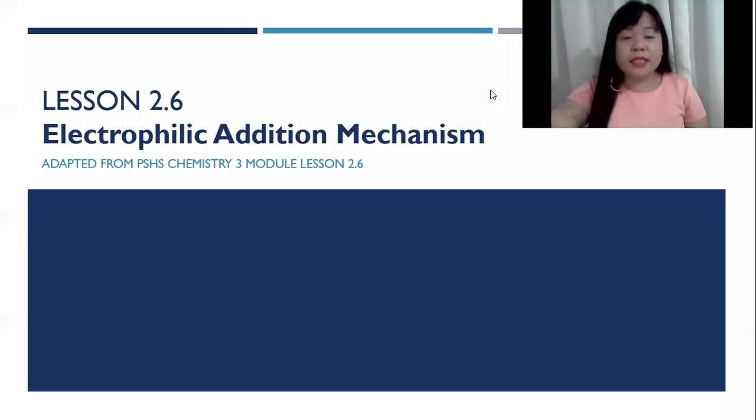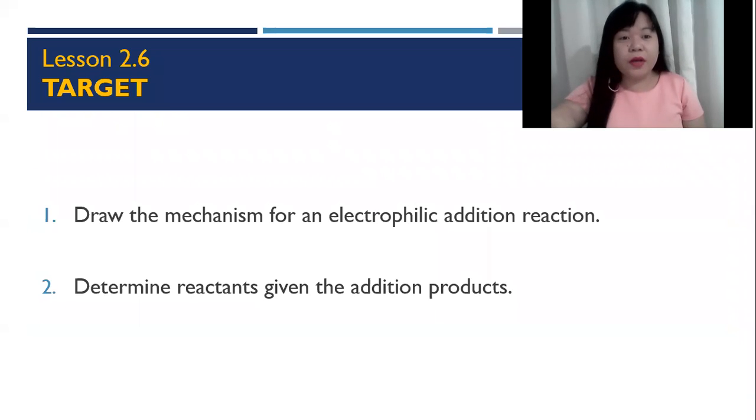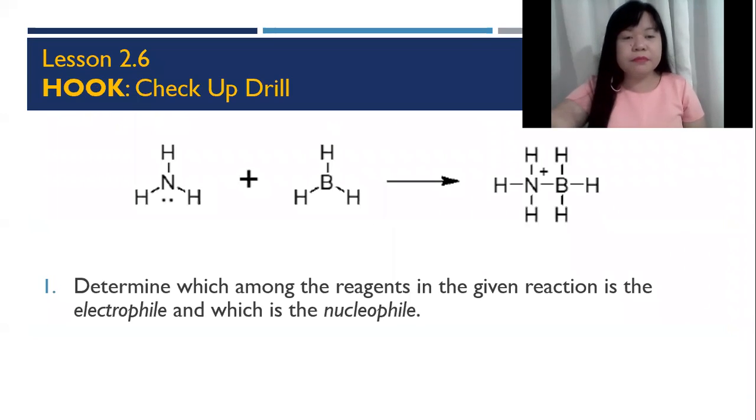Hi everyone, this is lesson 2.6, Electrophilic Addition Mechanism. Again, this is adapted from the PSH's Chemistry 3 module lesson 2.6. For this lesson, we have two targets. First, to draw the mechanism for an electrophilic addition reaction, and second, to determine the reactants given the addition products. So we will start the lesson with this reaction.